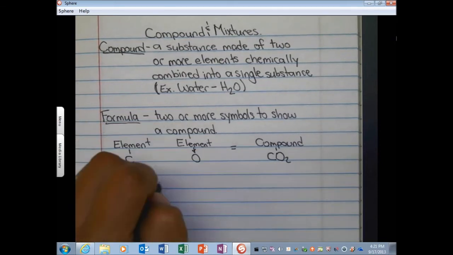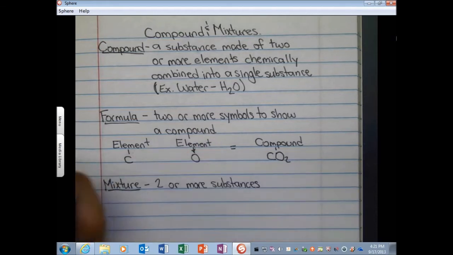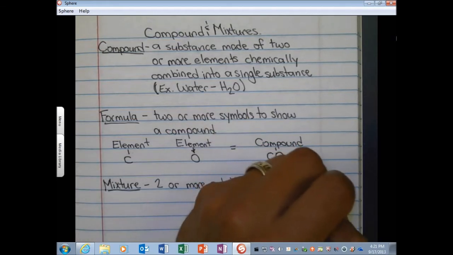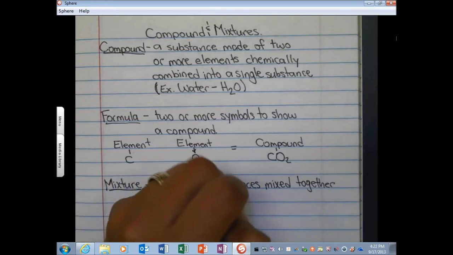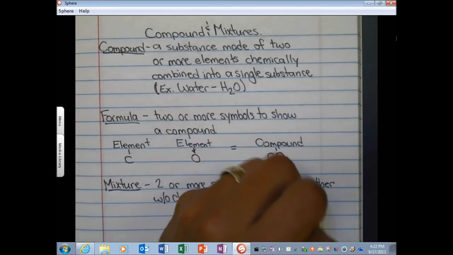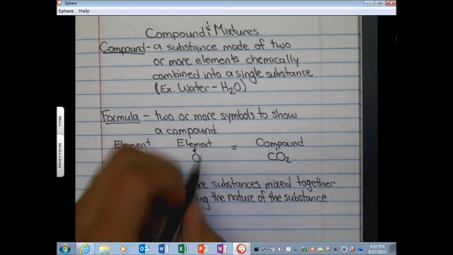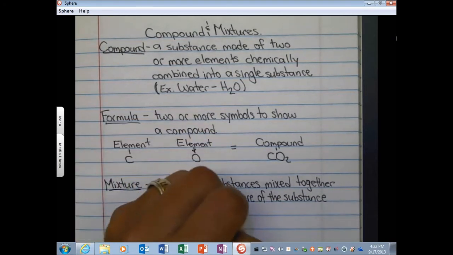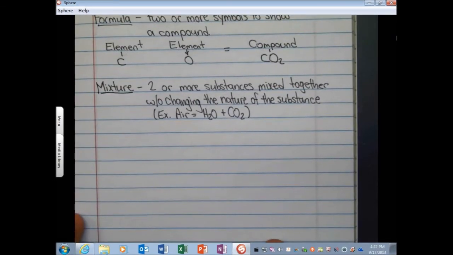The next one will be mixture. Now the difference between compounds and mixtures is that a mixture is two or more substances mixed together without changing the nature of the substance. So for example, the air we breathe. We breathe water particles, which is H2O, and we also breathe carbon dioxide. They can be separated, but they haven't been chemically combined to make something new.